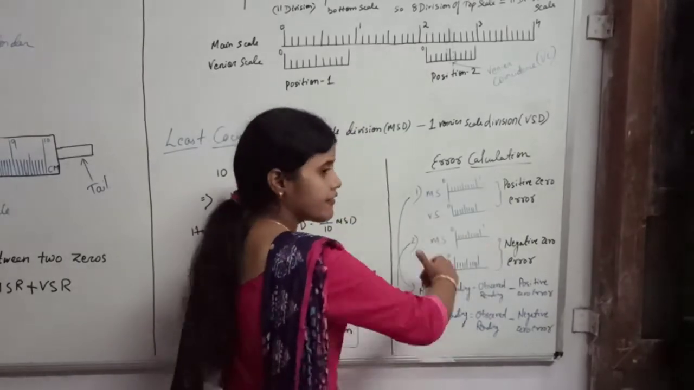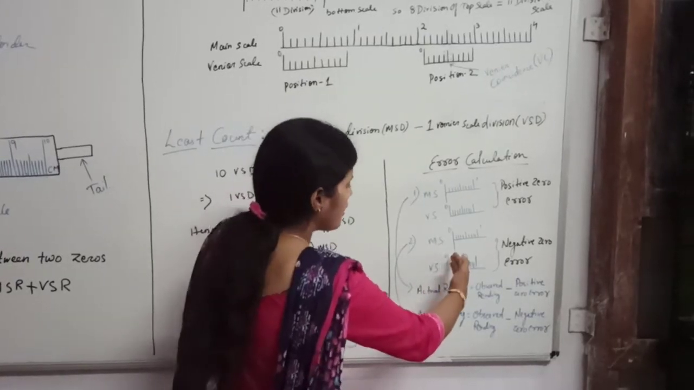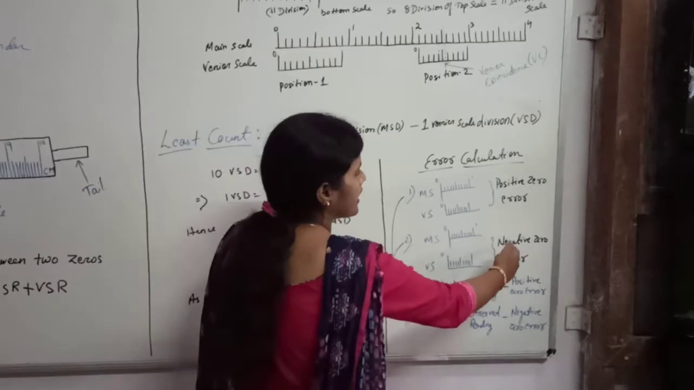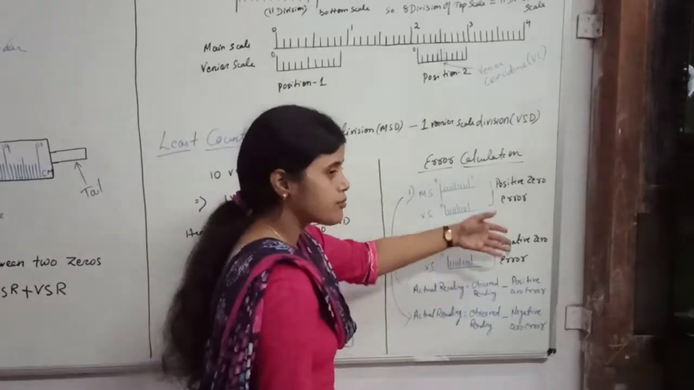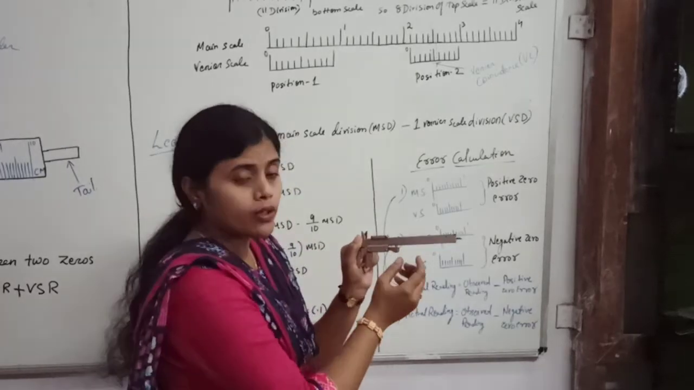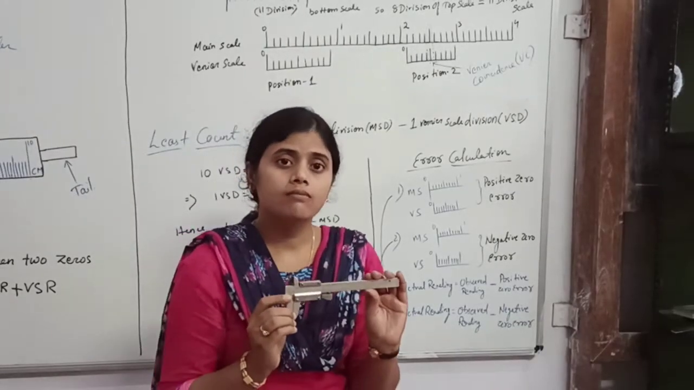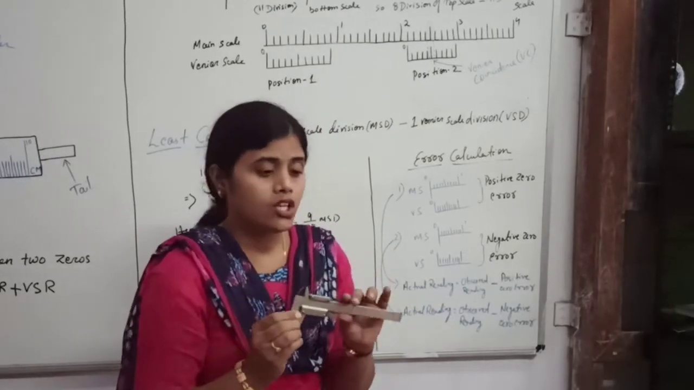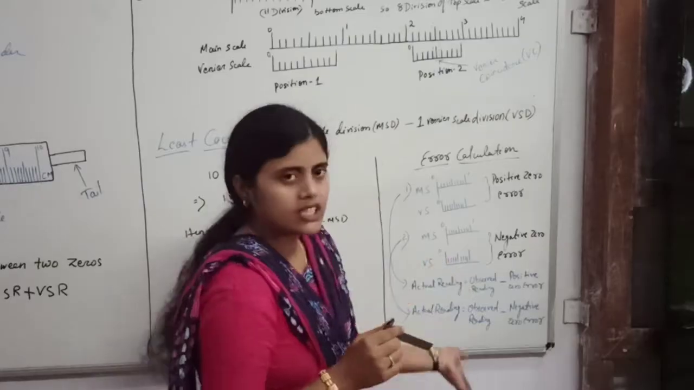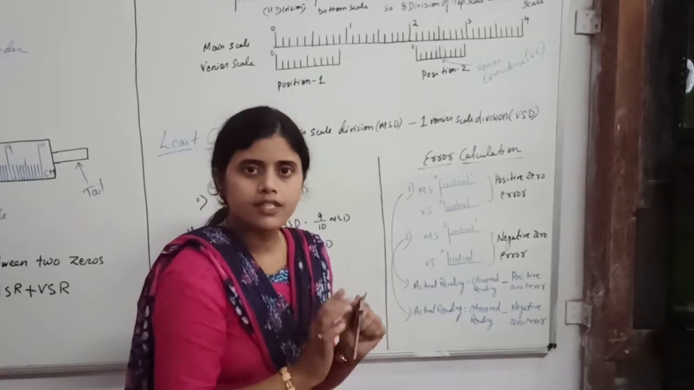Similarly, if the reverse happens, if the zero of the vernier scale shifts to the left side of the zero of the main scale, then we will call it negative zero error. So these are the two types of error. Whenever some instrument is given to you, the first thing you have to do is close the jaw and check whether your instrument is error free or contains any error. If it is error free, then you don't have to take the error into consideration. But if it contains error, you have to first know which kind of error it is, whether positive or negative.